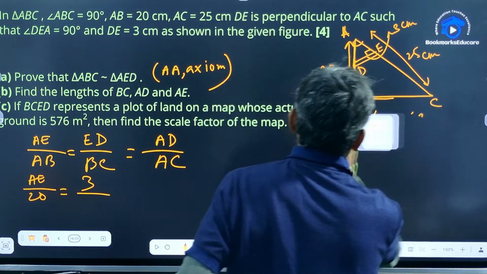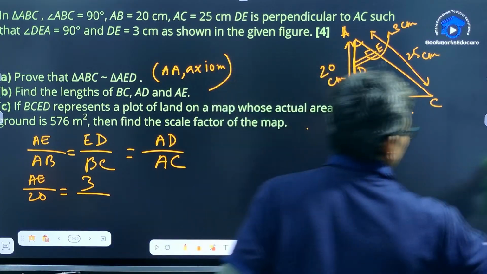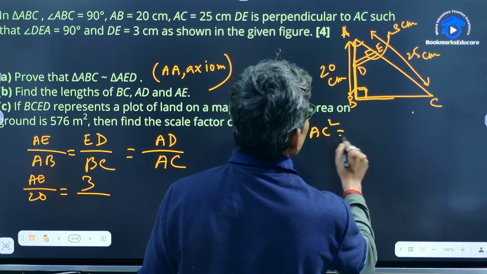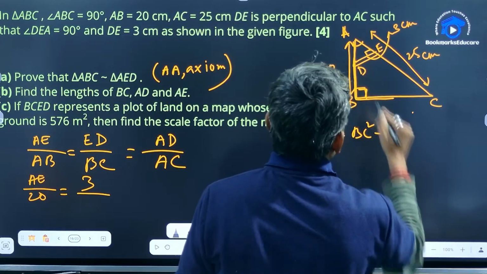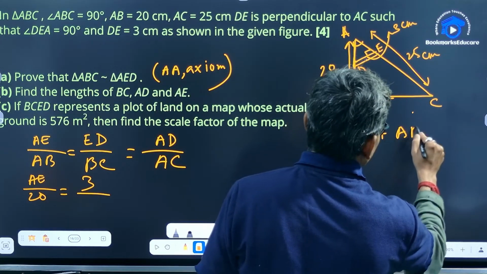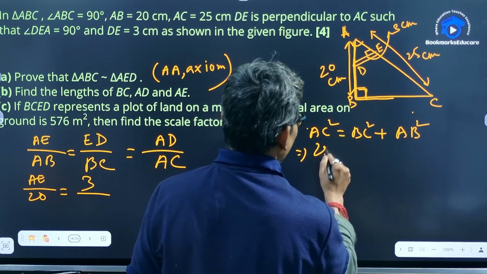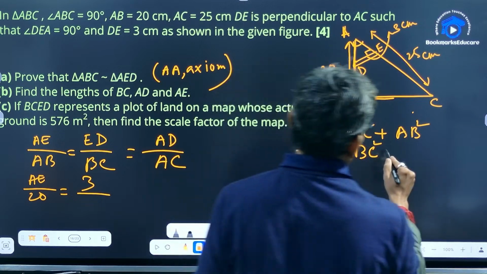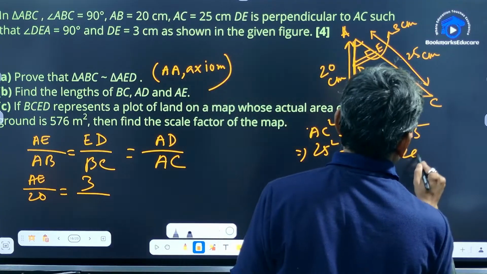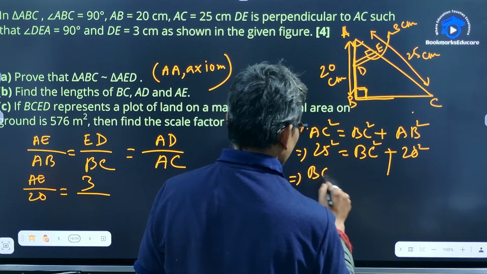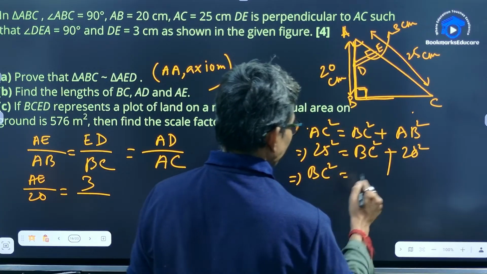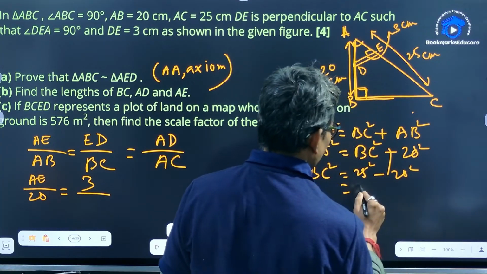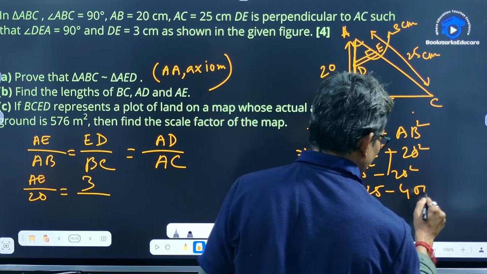hypotenuse square is equal to base square plus perpendicular square. Hypotenuse is AC, so AC square is equal to base square BC square plus height square, meaning altitude square. So AC square, 25 whole square, is equal to BC square, that we have to find out, plus AB square, meaning 20 square. So BC square is equal to 25 square minus 20 square, 625 minus 400.